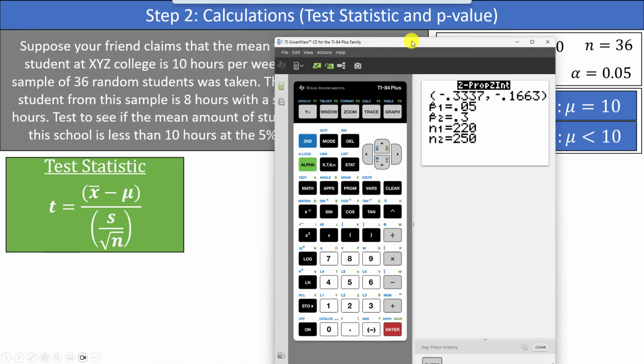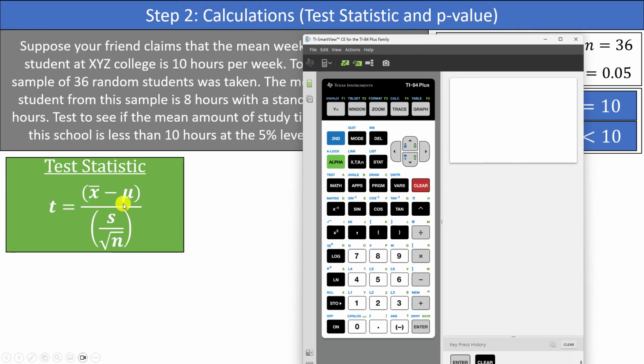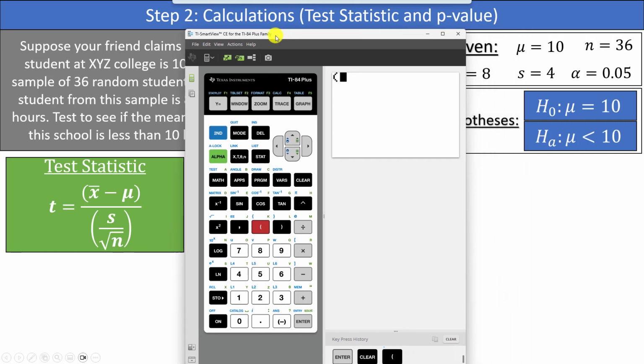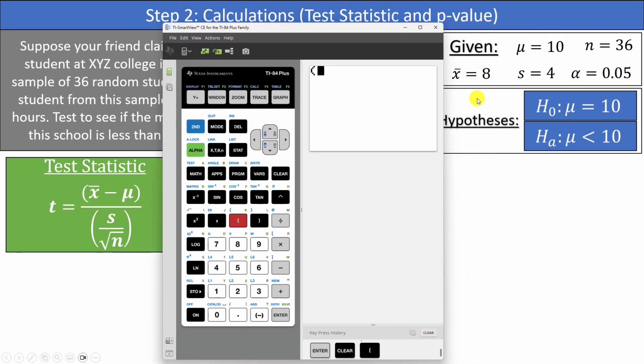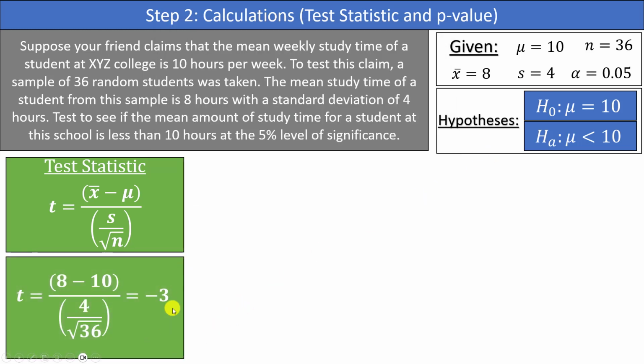So we can go ahead to our calculator here, and we can type this in just the way that we see it. We have open parentheses, x bar, which was 8, minus the population mean, which is 10. Divide that by s, which is 4, divided by the square root of the sample size, which is 36. You can scroll out of this and then press the close parentheses and enter, and we'll get a value of -3. If this went out decimals, then usually I would take this to 2 decimal places. But in this case, we get an answer of -3. So we would say that our test statistic, or our t-value, or t-score in this case, is -3.